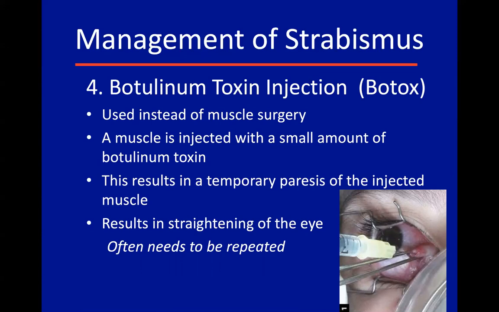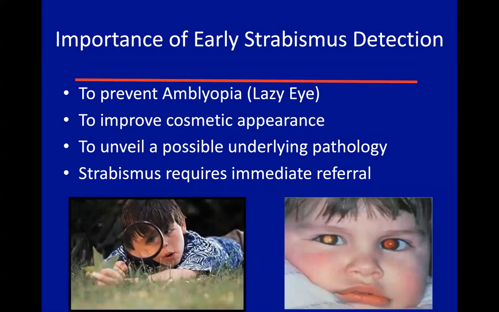So we finished the medical, which would be the glasses and patching. We finished the surgery, which is actually the muscle surgery or the Botox surgery. So what's the importance of early strabismus detection? One, to prevent amblyopia, the lazy eye, and to improve the cosmetic appearance. If you have an adult, usually they're getting married or maybe starting college and they're a little bit sensitive, we can do it for cosmetic.